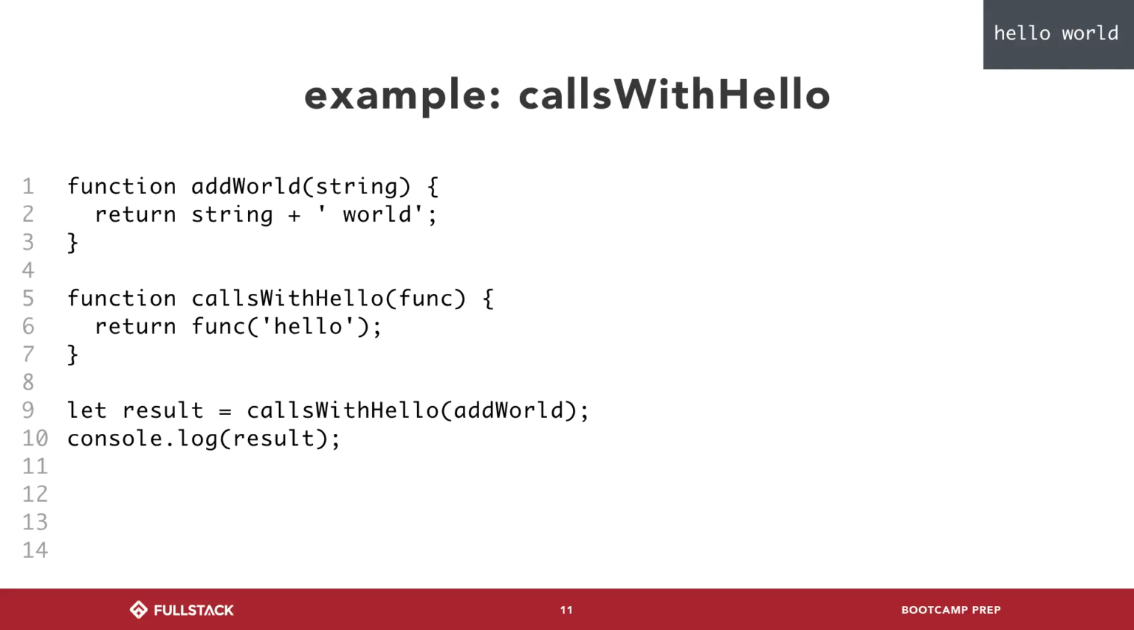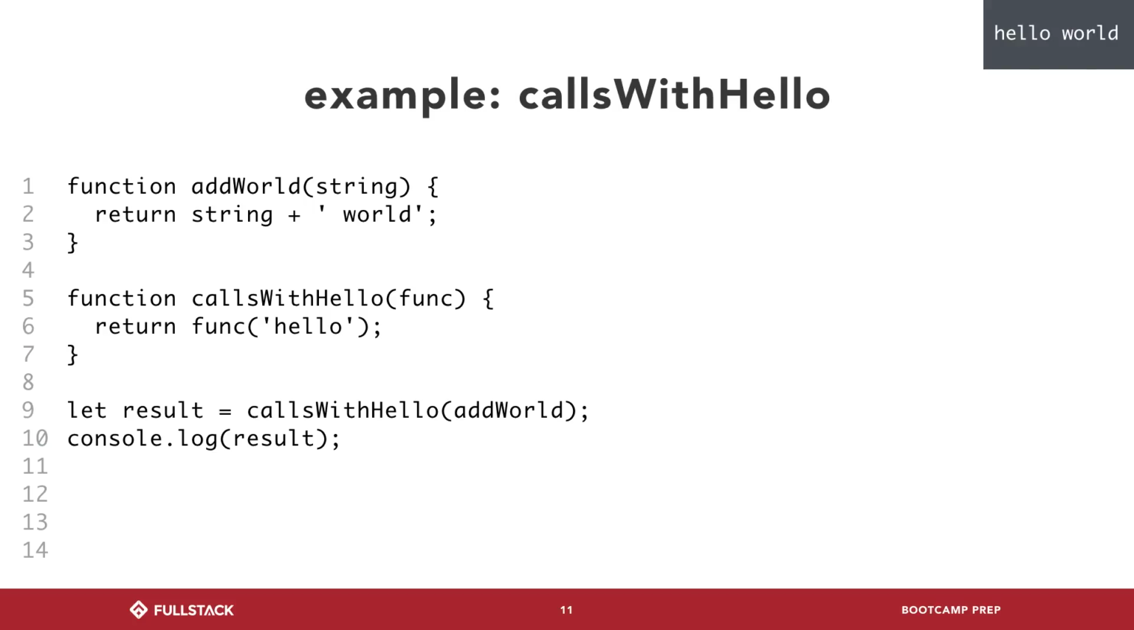Add world doesn't console log anything. It returns hello world. And what does a return function return that thing to? To the machine. Or more specifically, it returns to wherever that function was being called, right? So here, when this returns hello world, this becomes hello world, right? And then calls with hello says, hey, return whatever this is going to be.